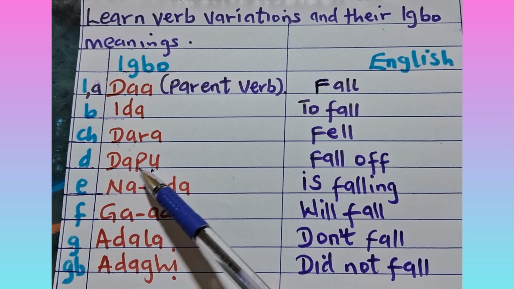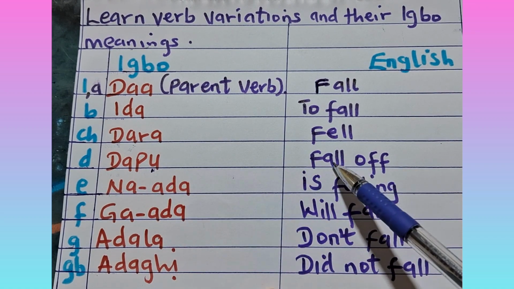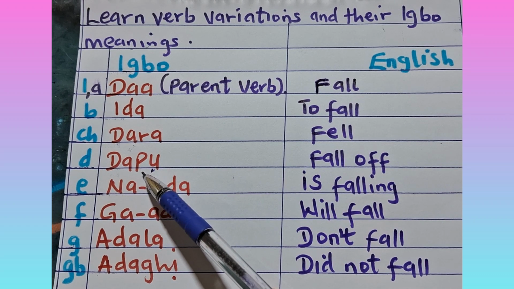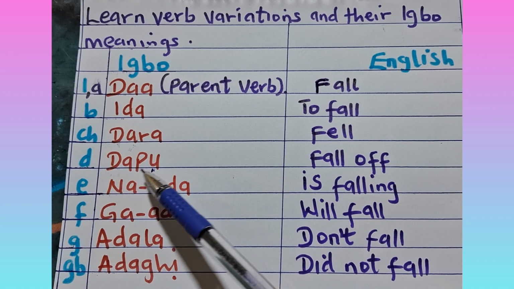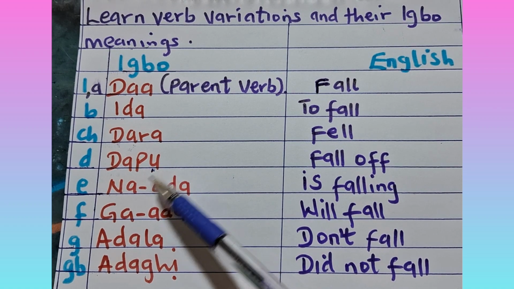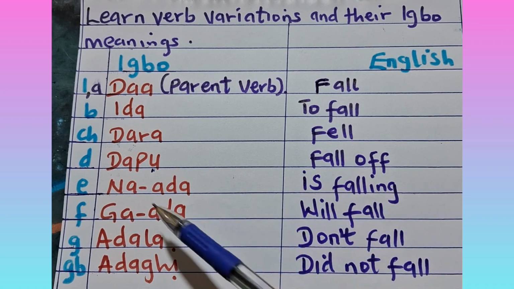Number 4, dapụ, fall off. We put suffixes here to this da. It becomes dapụ. We add pụ, pụ. That is our suffix.